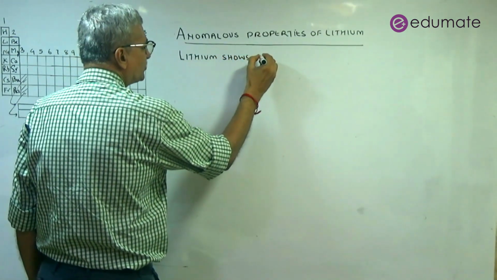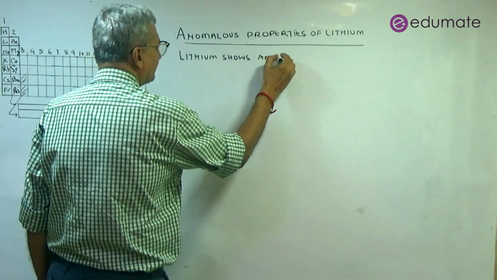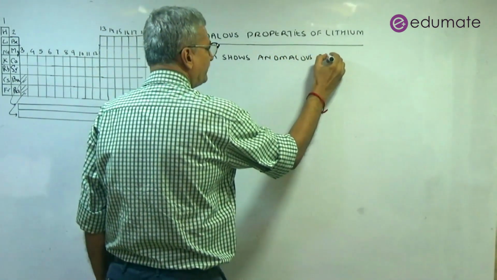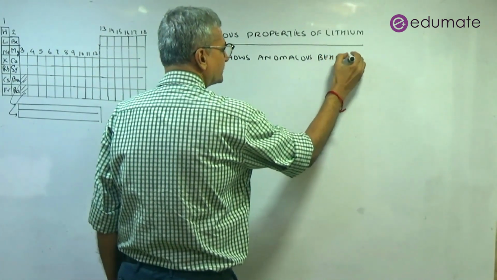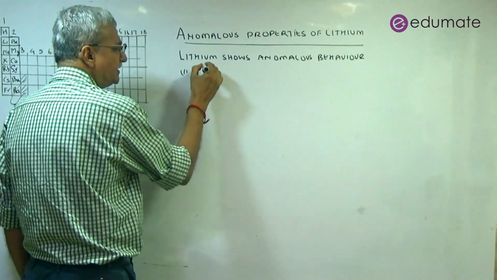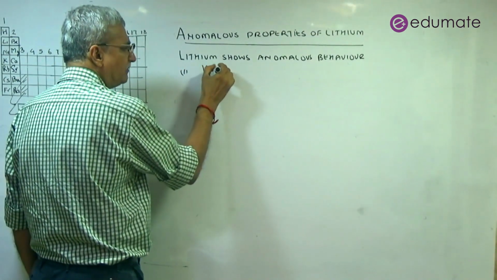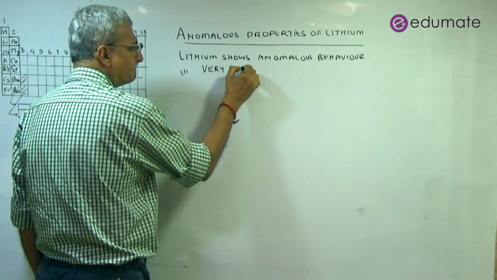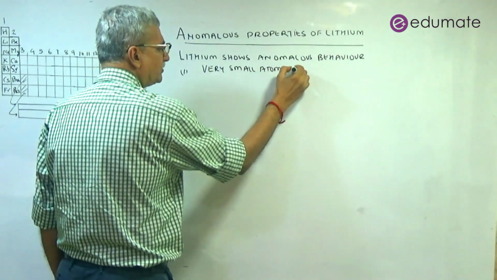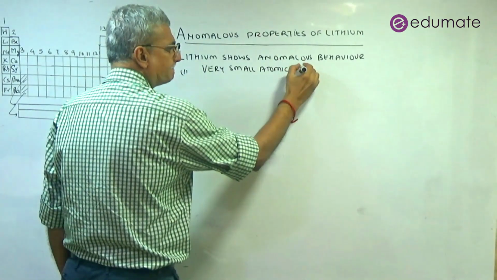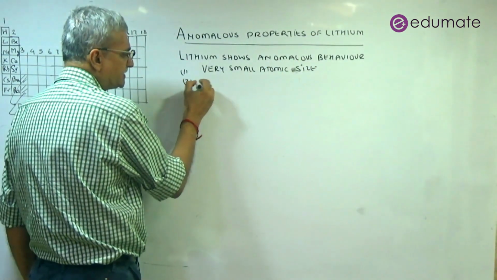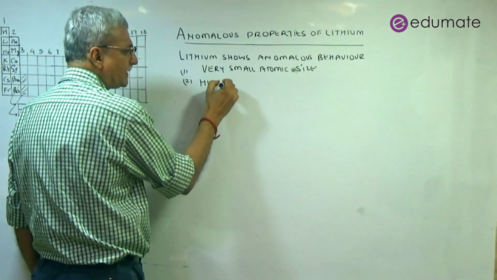So lithium shows anomalous behavior mainly due to two properties. One is its very small atomic size. And the second point is its high polarizing power.